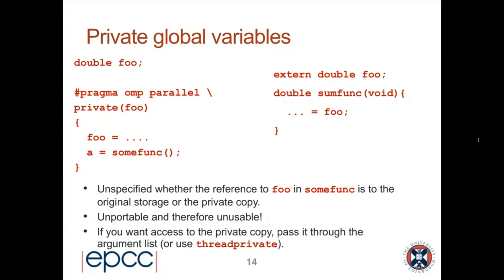This is not specified. This is deliberately left vague by the standard as to whether that reference is to the original storage or the private copy. And different compilers will do different things here. And so the upshot is that this is unportable, because you don't know what's going to happen if you move this kind of code from one compiler to another, and therefore you really can't do it. So if you really do want to access the private copy, then you need to pass it through the argument list or use threadprivate to get private copies of global variables. So basically this pattern is unusable because you don't know what foo it actually refers to on the right-hand side here.